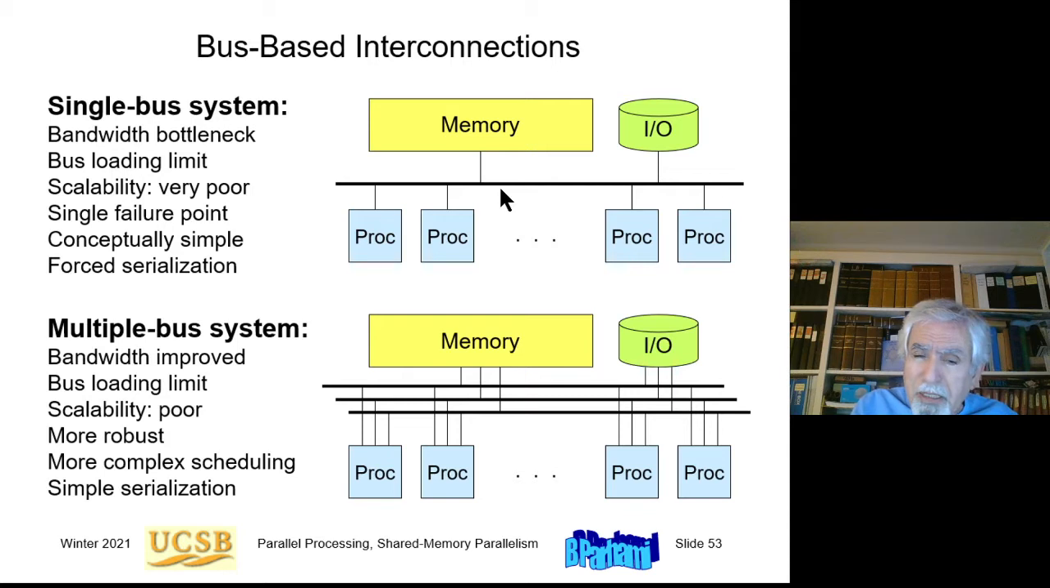With a single bus, maybe we can go to dozens of processors or memory banks at most before bus loading becomes a problem and also bus bandwidth becomes a problem. Of course, if you have 3 buses, then you can do 3 times as many, but still, it's not very scalable.